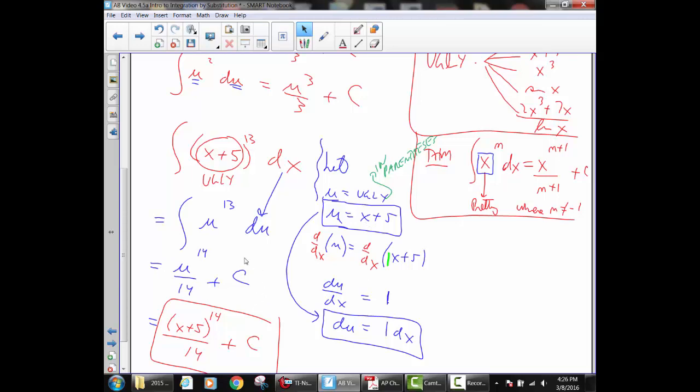You cannot stop here. The question had no u's in it. We're the ones that are introducing the u in order to be able to solve this. So what you need to do is make sure your answer is back in terms of x. And remember, u was x plus 5. Okay? So this is just reminding you the only time you can do this is if you have pretty something. And in this case, it's pretty u.